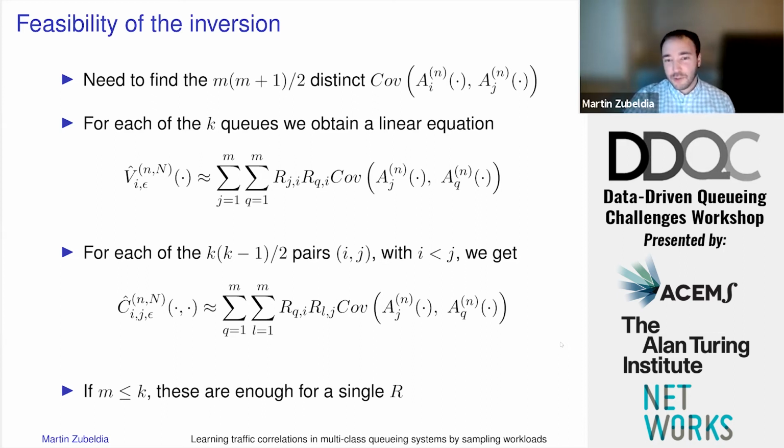And even if this is not true, then yes, we need to pick more than one routing matrix and do another estimation step and this inversion. But still, they're going to be way less than we had before. Before we only got k equations out of each estimation step, and here we get order k squared equations. So this is way more powerful.